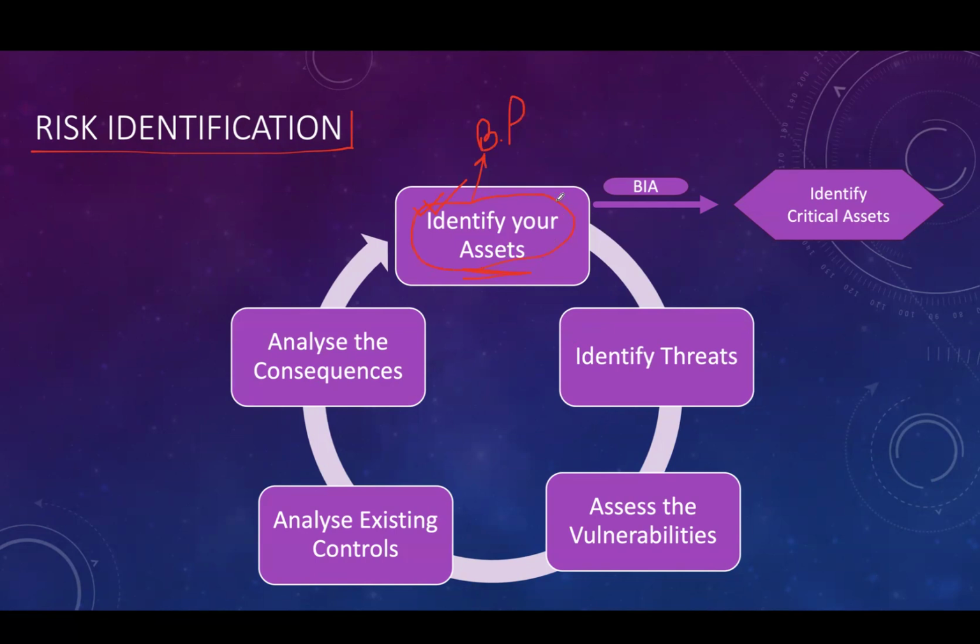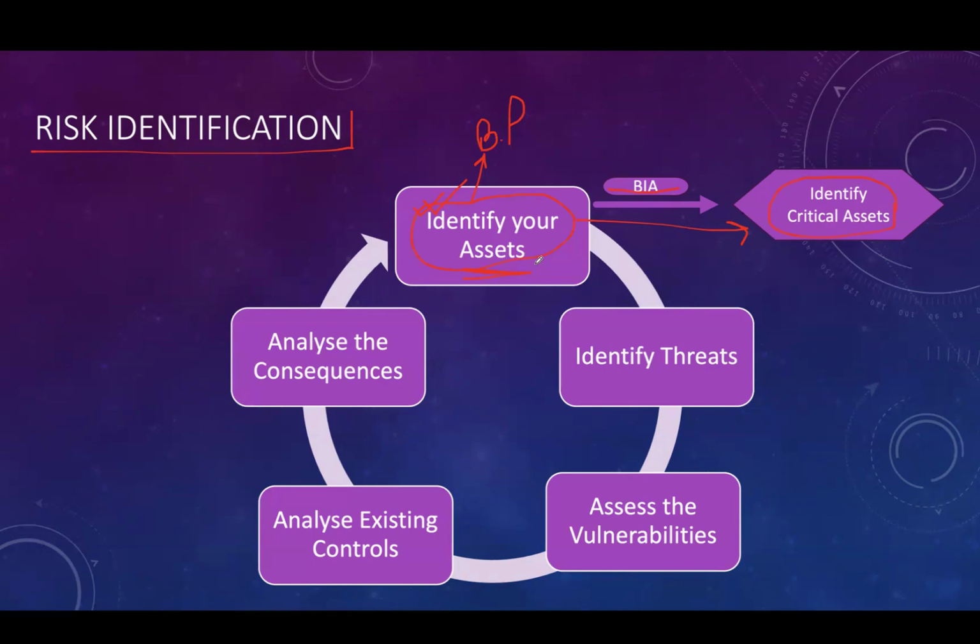Now we need to also identify our critical assets. How do we identify our critical assets? Through BIA, which is business impact analysis. All the assets would go through some BIA process, an impact analysis, where we'll identify which assets, if there is any impact or any setback, can impact our business majorly. So we'll identify our critical assets.